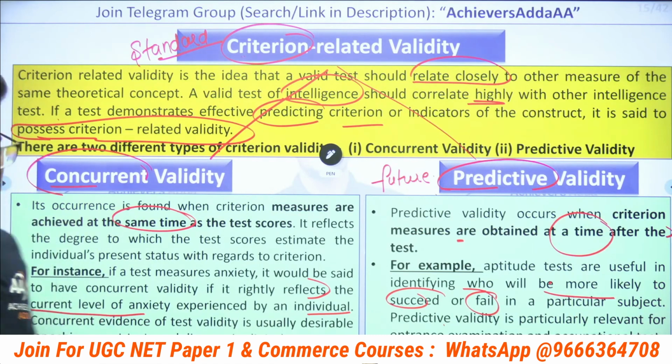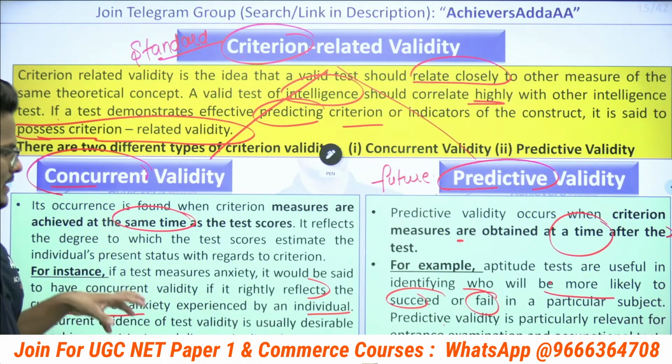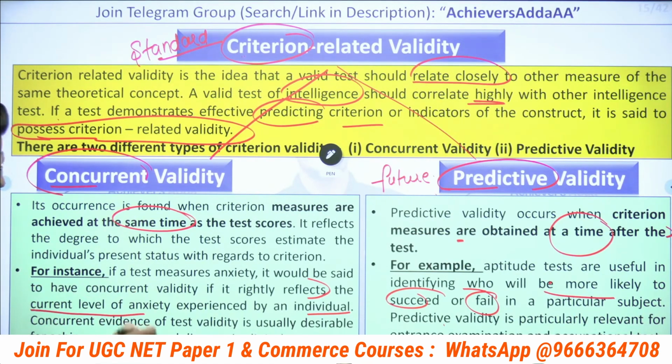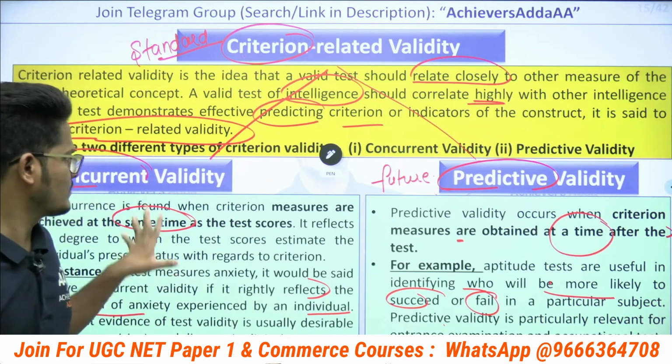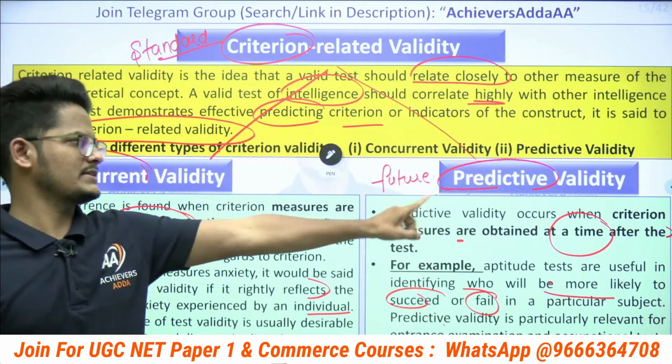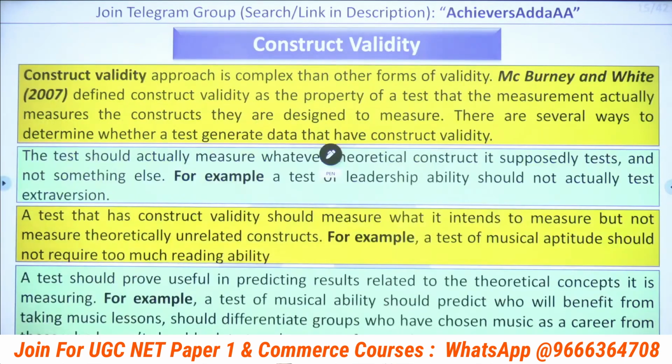This is based on the estimations. This is based on the previous data which is experienced by the individual at the current level. Current level is concurrent. Future is predictive.